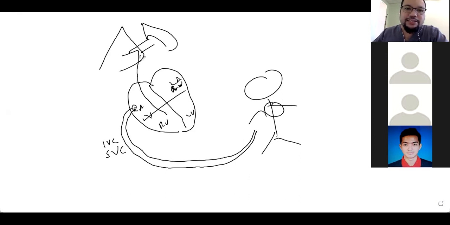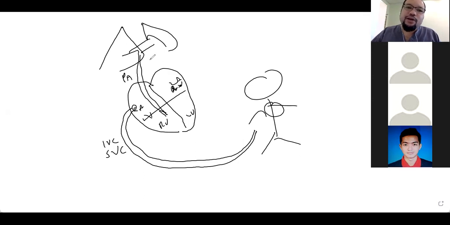apa ni? What is this structure? Pulmonary circulation. Lain ni apa ni? What is this? Daripada right ventricle kepada lungs. Apa ni? Apa vessel ni? Pulmonary artery. So you senang macam ni je. Whatever goes out from the heart is artery. Whatever goes into the heart is a vein. Masuk heart jadi vein. Keluar heart jadi artery. So this is pulmonary artery. Pulmonary artery satu, dia ada dua branch kan?